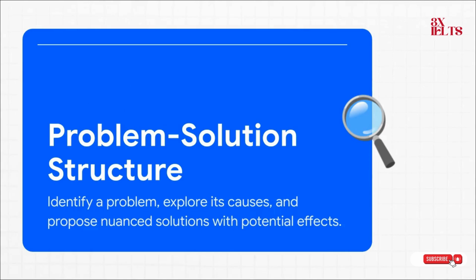First up, we've got the problem-solution structure. This one is your best friend when you see a prompt about a tricky issue, things like urban congestion or environmental pollution. Instead of just making a boring list of pros and cons, you get to be a consultant. You dig in, identify the real problem, figure out its causes, and then you propose some smart, nuanced solutions. This immediately tells the examiner, hey, this person can think critically and systematically.